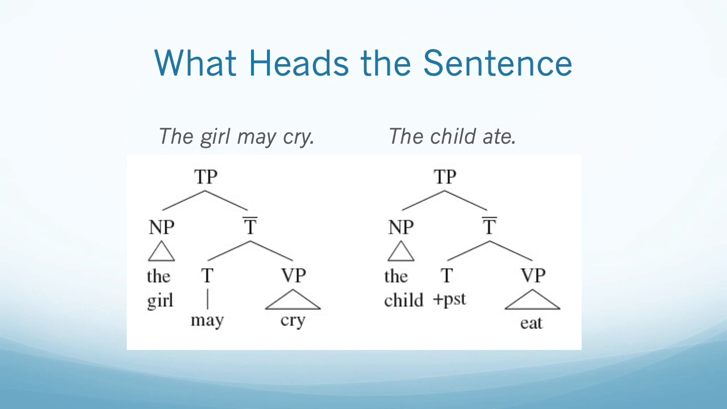Again, TP at the top, standing for tense phrase, branching to a noun phrase, the child, and a T bar level, which has as its head past tense. In this example, the past tense is written with a plus PST. Sometimes you'll see that written in brackets. It's something that we don't actually say when we say the sentence. We know that this happened in the past, and we're going to end up encoding it in the verb. So that's why the verb that you see there is "eat" in the infinitive, uninflected form.